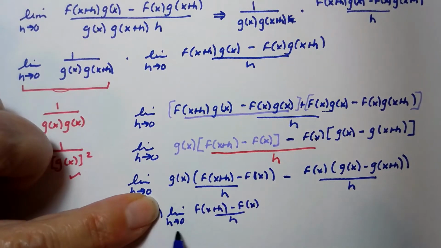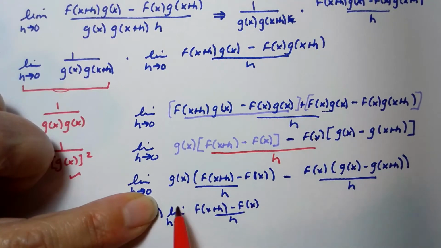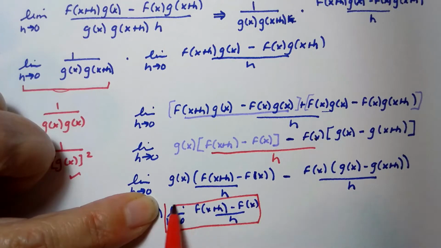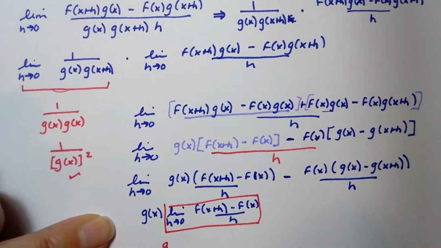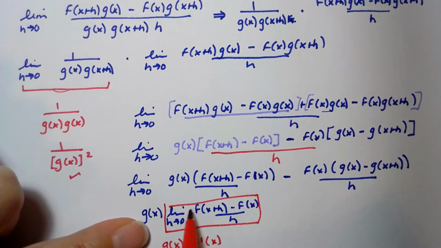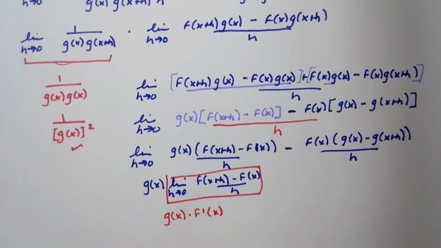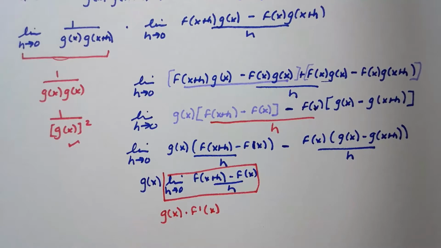And what is this thing right here? This thing right here we defined as f prime of x, right? So what I've got is g of x times f prime of x. g of x times, that's the definition of the derivative. We defined that earlier, right?